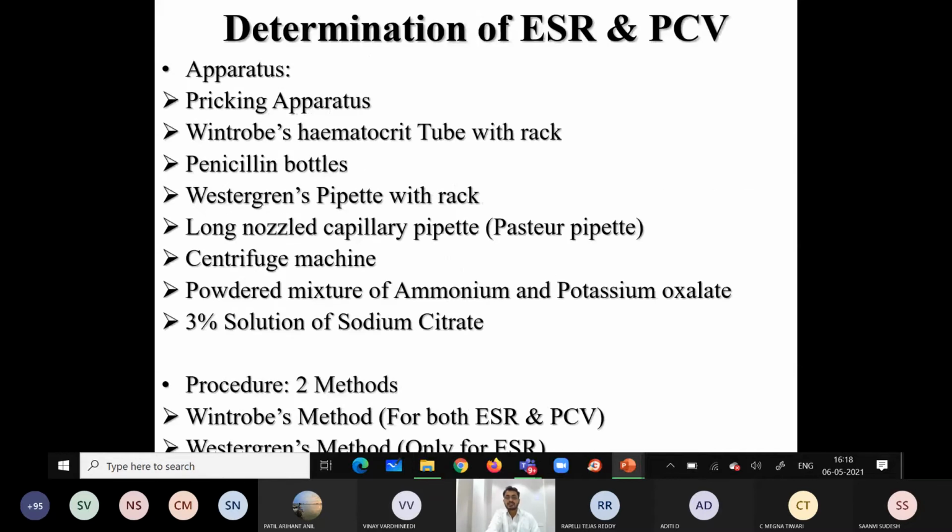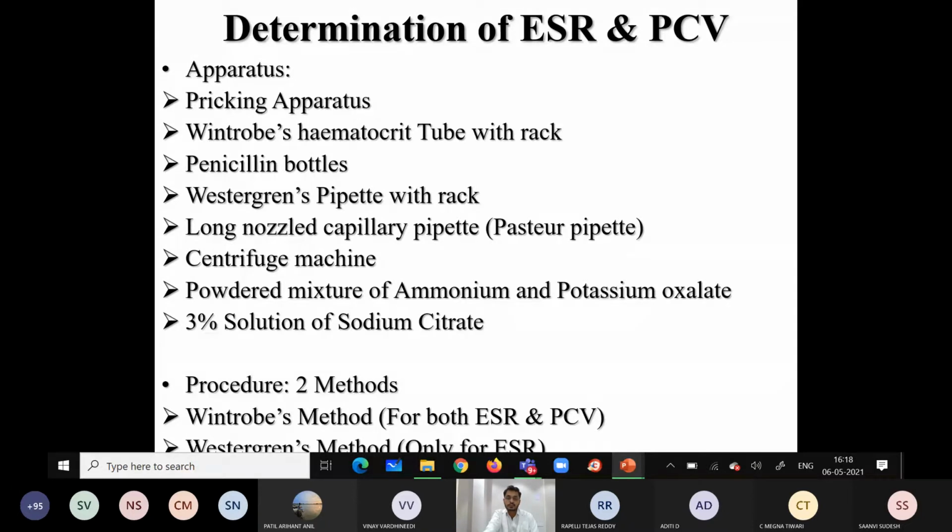So for the determination of ESR and PCV, the apparatus we need are: pricking apparatus, that is a needle, Wintrobe's hematocrit tube with rack, penicillin bottles, Westergren pipette with rack, long nozzle capillary pipette, which is also called a Pasteur pipette, centrifuge machine, powdered mixture of ammonium and potassium oxalate, which we can call double oxalate, and 3% solution of sodium citrate.